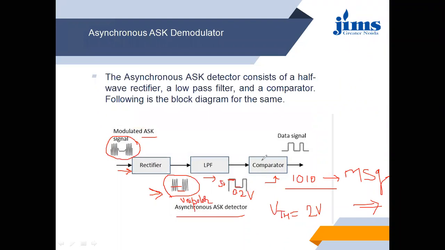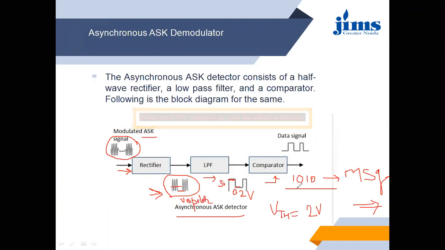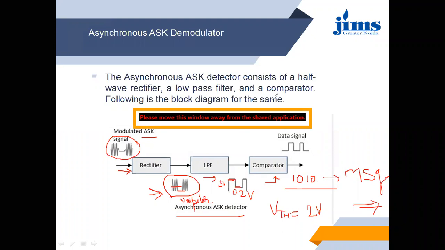When this signal passes through the comparator, it takes a decision: if the received signal voltage is above the threshold voltage, the decision is binary 1, and if it is below the threshold voltage, the decision is binary 0. Therefore, we get a combination of zeros and ones, which is equal to your message signal. So I have repeated this concept of the ASK detector again. I hope you understood this concept.